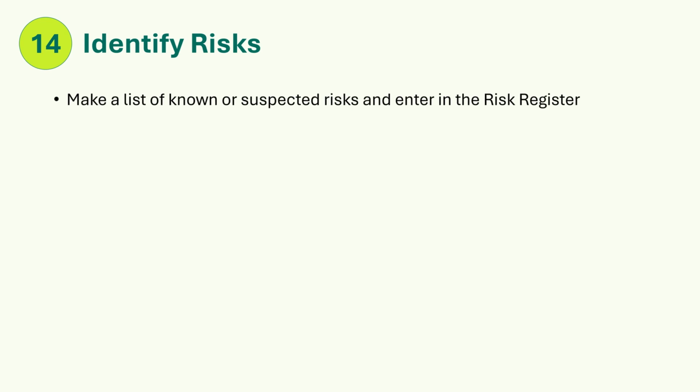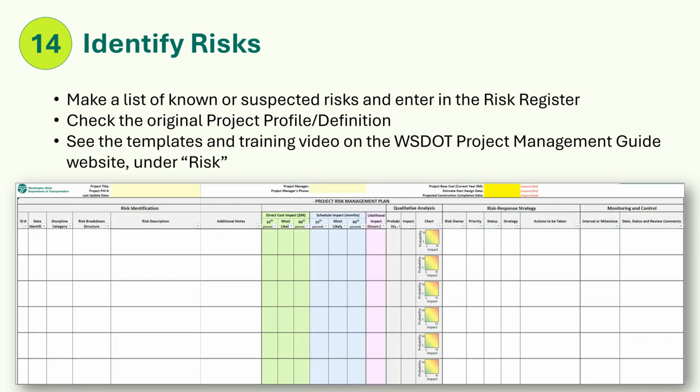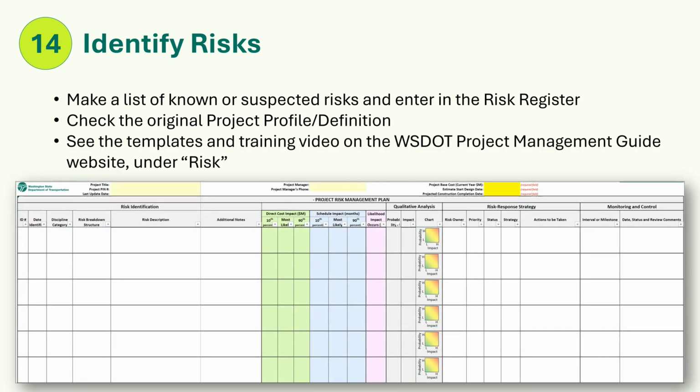Step 14. Identify risks. Make a list of known or suspected risks. Risks can be threats, negative, or opportunities, positive. Enter these into the risk register. Check the original project profile definition for additional suspected risks. See the templates and training video on the WSDOT Project Management Guide website under Risk.